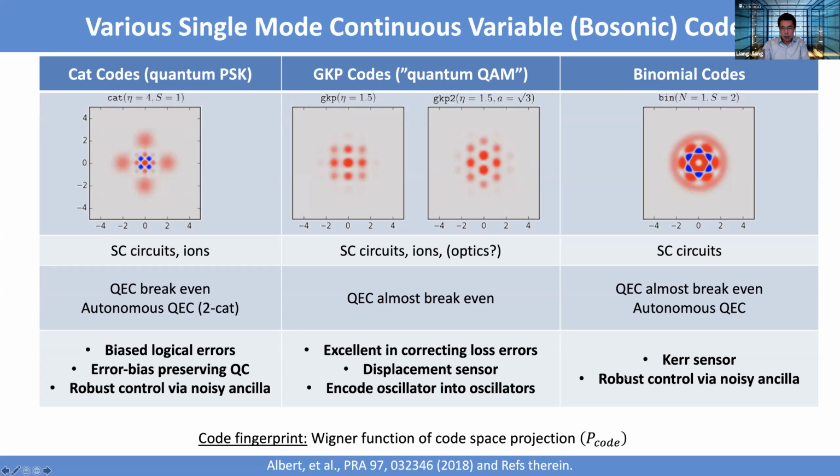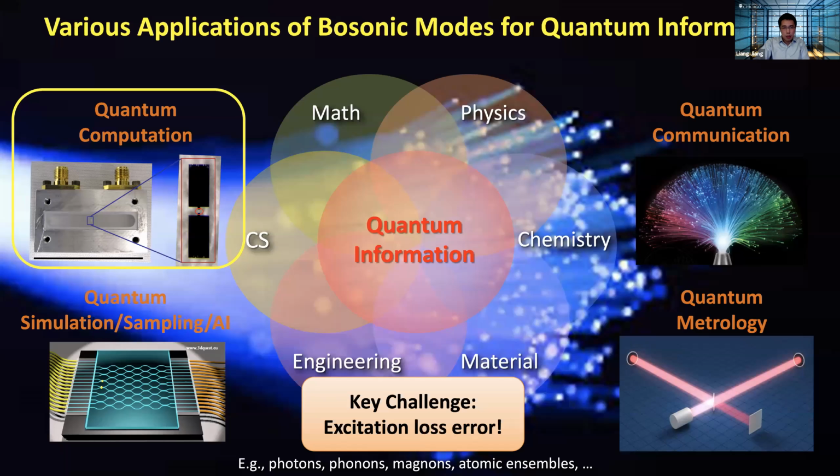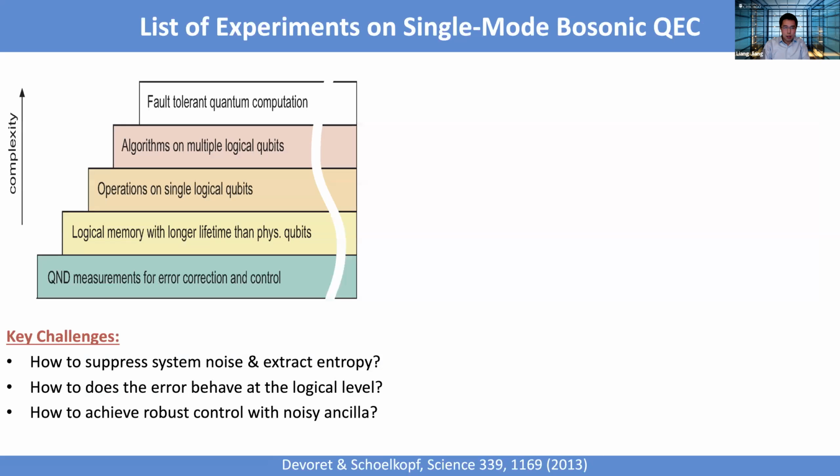So you'll hear a lot more in the later part of this conference about the different properties and advances on these different codes. Maybe let me now switch to the question about the applications of these bosonic codes. First, I will give a brief overview of the quantum computing aspects of bosonic codes. Here I'm showing the complexity of how we approach and go towards fault-tolerant quantum computing.